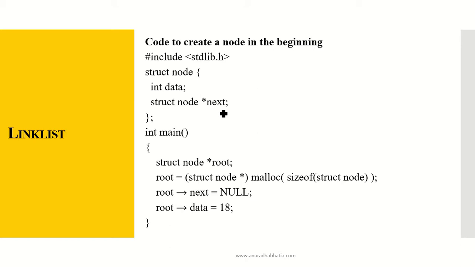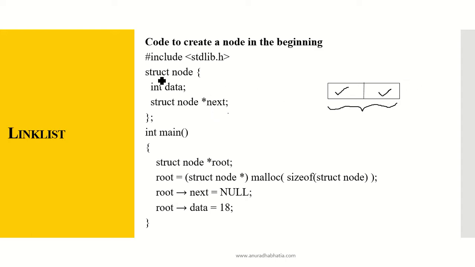When I say this, then what happens? You will see that a structure is created. For this structure, this particular node is created. So this whole thing is known as a node. And when I say int data, this is my data field, and struct node pointer next, this is my next pointer field.